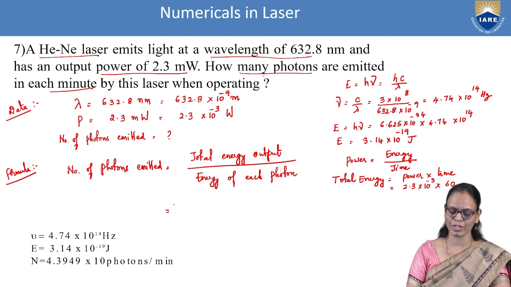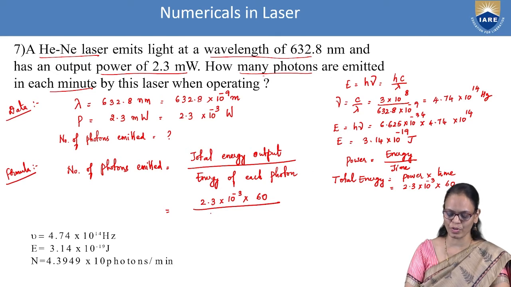So let us substitute here. The number of photons will be the total energy output, 2.3 into 10 power minus 3 into 60, upon energy of each photon, 3.14 into 10 power minus 19. So this will be 4.3949 into 10 power 16 photons per minute.